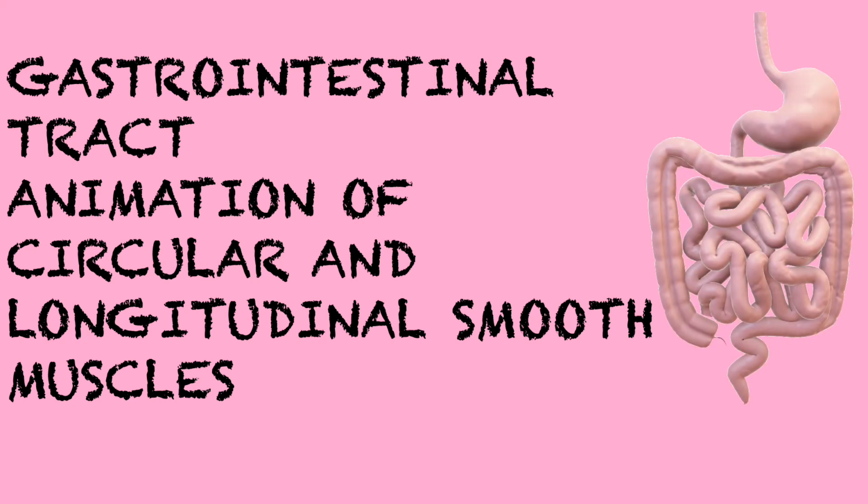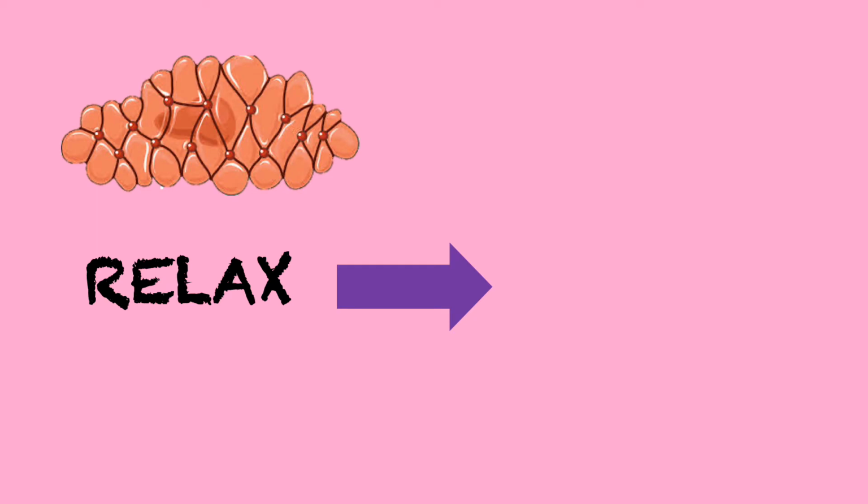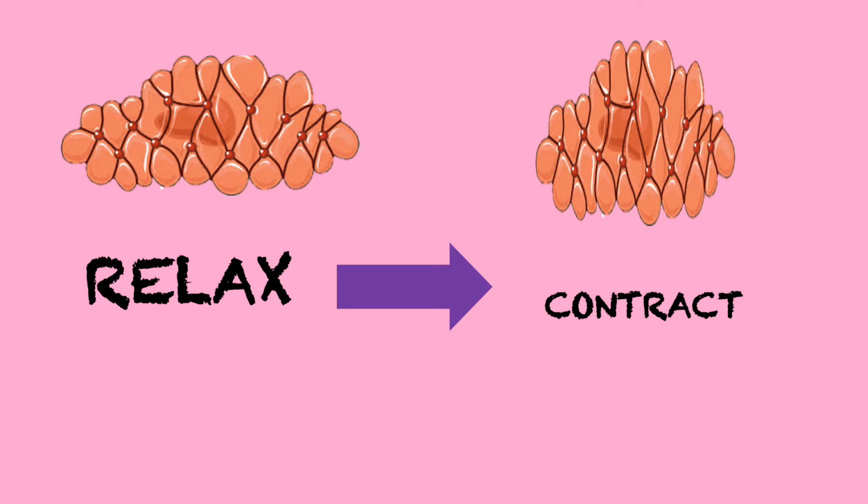Gastrointestinal tract animations of circular and longitudinal smooth muscles. So this is a form in which the smooth muscle is relaxed, and this will be the form in which the smooth muscle is contracted. So now you take a look at the difference between the shape of the relaxed form and the contracted form.